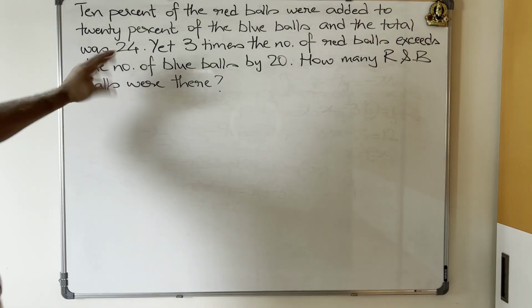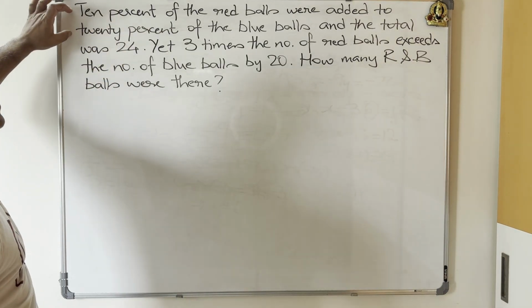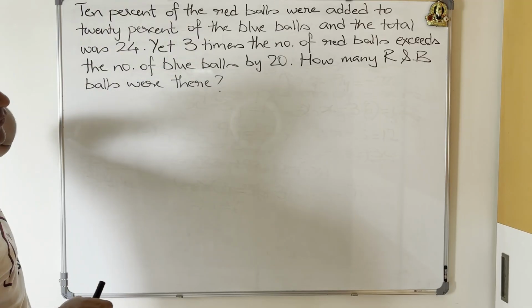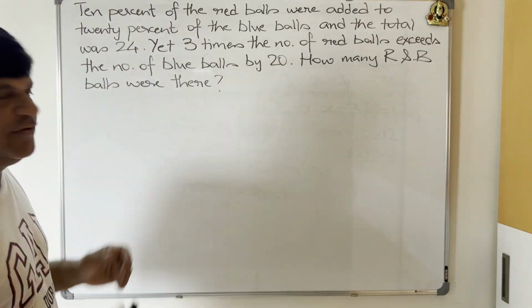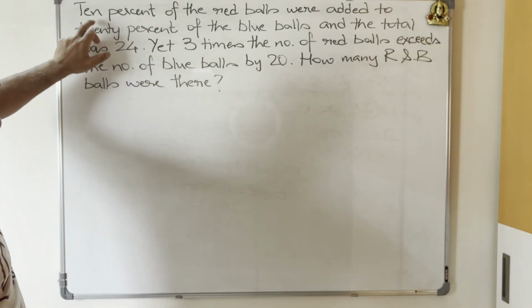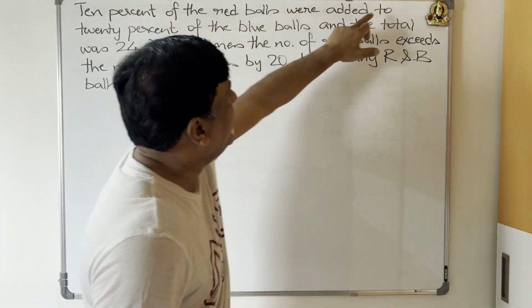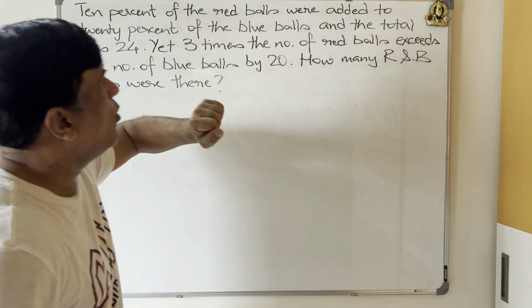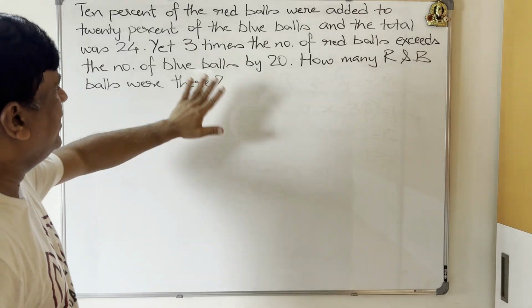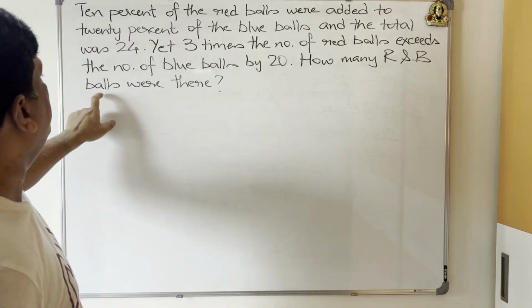One more example here of simultaneous equations, and they have also merged a little bit of percentage in this one to make use of percentage concepts also. So let's read the problem. What they're saying is that 10% of the red balls were added to 20% of the blue balls, and the total was 24. What are they asking us to find out? How many red and blue balls were there?